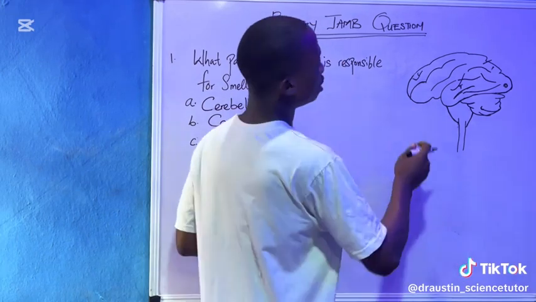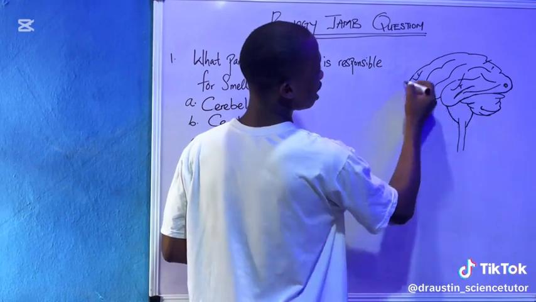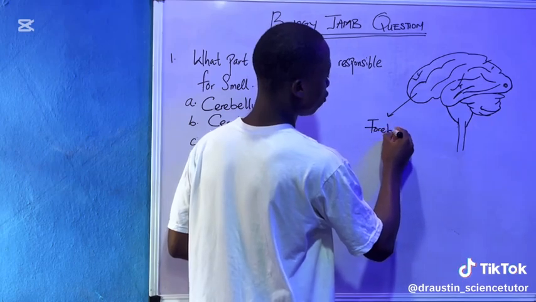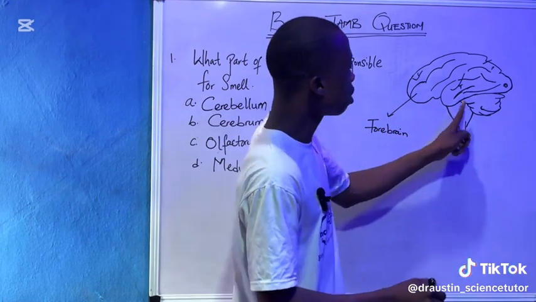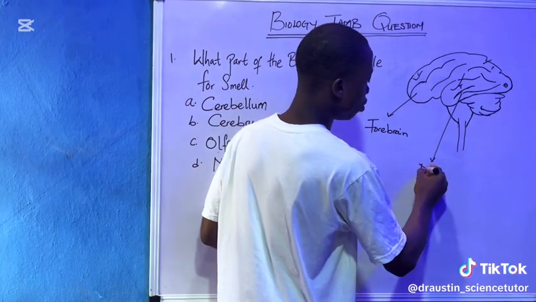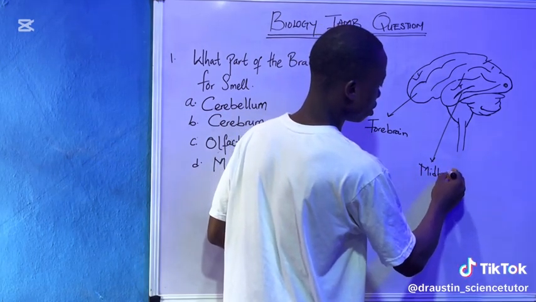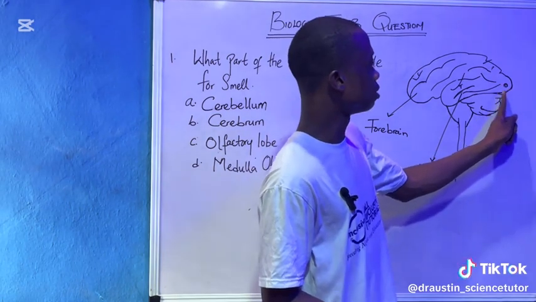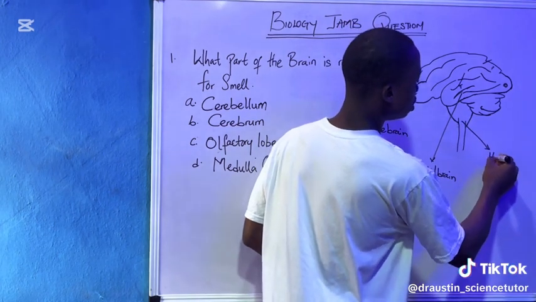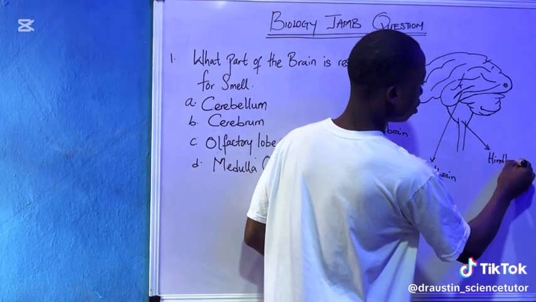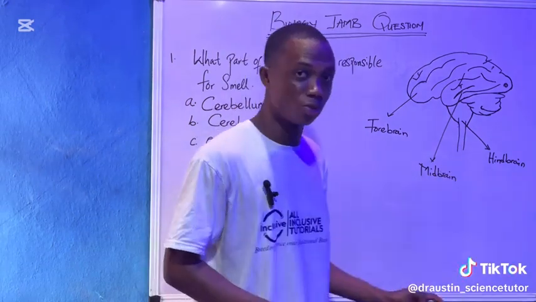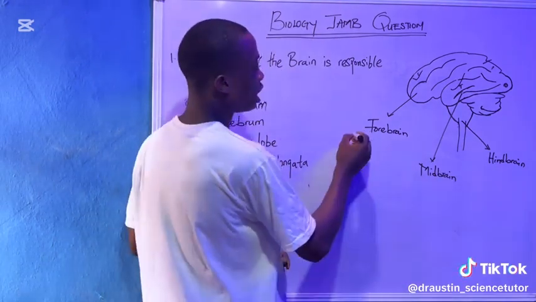Yes, we have this part here, this part is called what? The forebrain. Then we have this middle part. This middle part is called what? The midbrain. Then we have this down part, which is called the hindbrain. I hope you all can see what I'm writing. Forebrain, midbrain, and hindbrain.